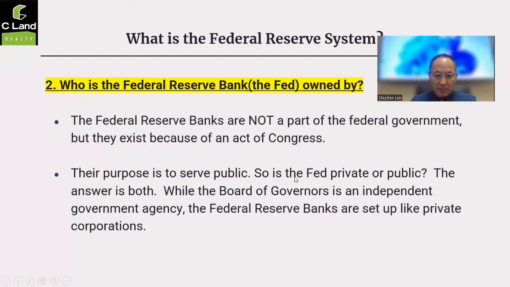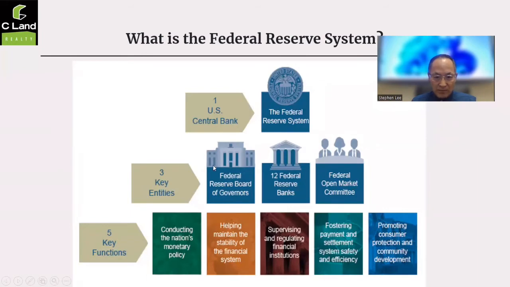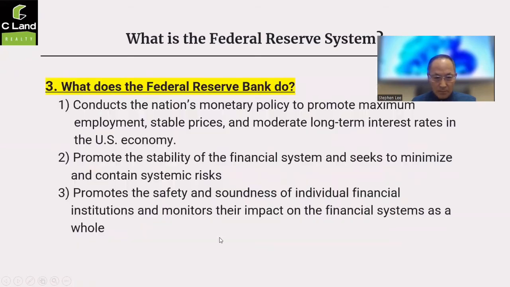So is the Fed private or public? That's the question. Is it a private organization or a public organization? The answer is both. It is private and also public. The board of governors, which I talked about, like board members, right? Board of governors is an independent government agency. The Federal Reserve banks are set up like private corporations. So if we see this chart, the Federal Reserve Board of Governors is like a federal agency, a government agency, but the Federal Reserve banks are corporations.